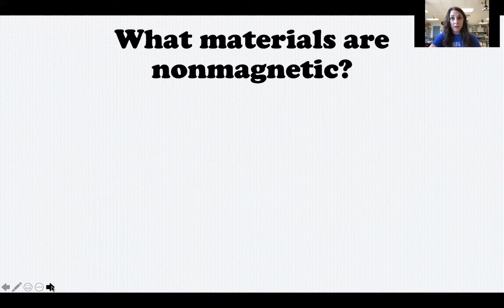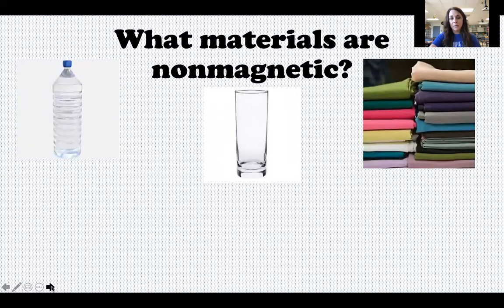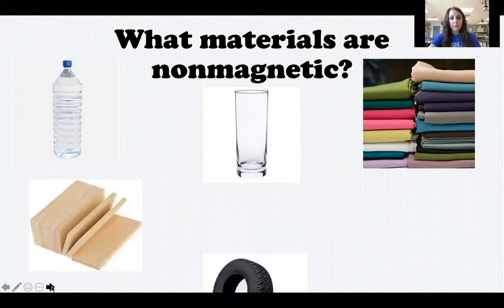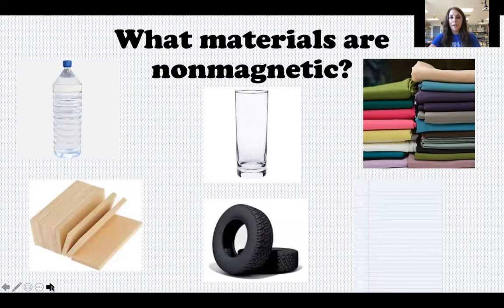What materials are non-magnetic? Plastic, glass, cotton or any type of fabric, wood, rubber, and paper. All of these objects are non-magnetic. That means they will not stick or be attracted to a magnet.